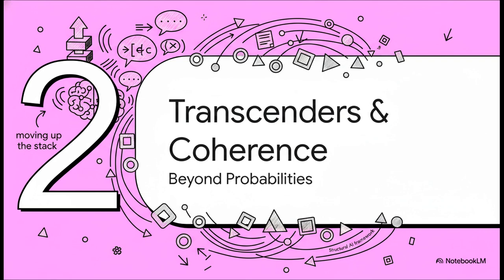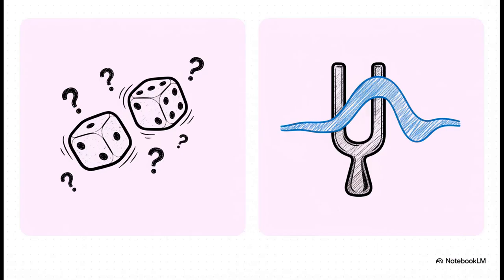Moving to Section 2, Transcenders and Structural Coherence. Let's move up the tech stack and look at the processing engine itself. While traditional transformers generate output based on statistical likelihood via cross-attention mechanisms, Aurora takes a completely different route. It utilizes a mechanism called a transcender. The transcender replaces probabilistic calculation with structural wave coherence.